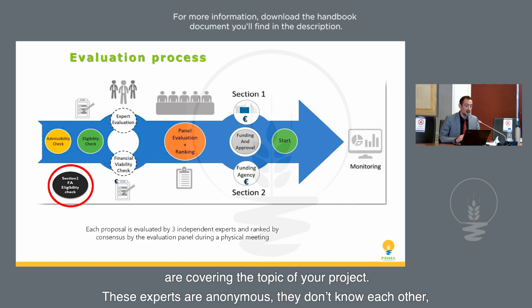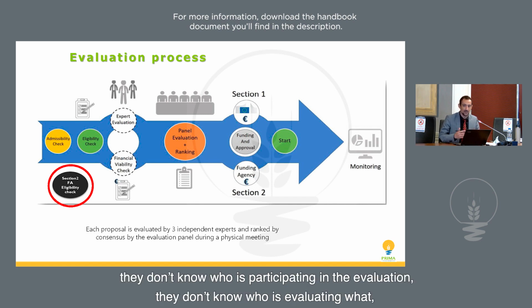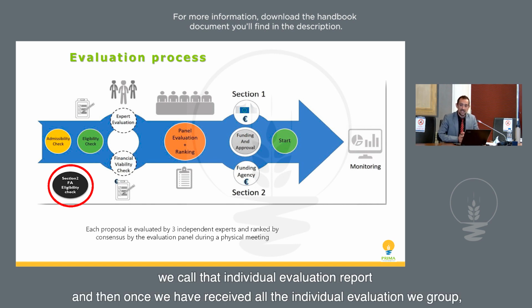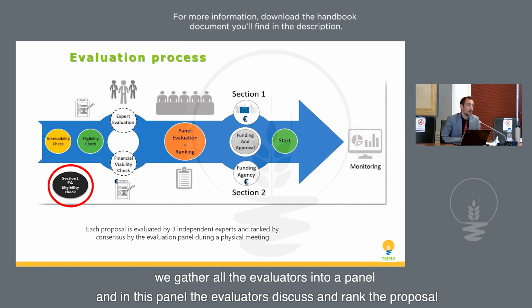These experts are anonymous. They don't know each other. They don't know who is participating in the evaluation. They don't know who is evaluating what. It's totally blind. Each evaluator is doing his own evaluation remotely. We call that the individual evaluation report. Then once we have received all the individual evaluations, we gather all the evaluators into a panel, and in this panel, the evaluators discuss and rank the proposals.